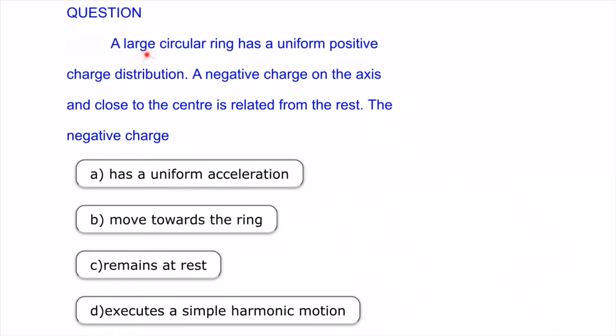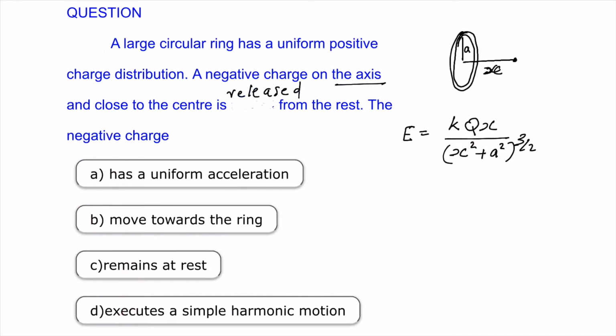A large circular ring has a uniform positive charge distribution. A negative charge on the axis, and close to the center, is released from rest. Released from the rest, the negative charge. And these are the options. The electric field at an axial point of a ring of radius A is given by this equation: E is equal to KQx by (x square plus a square) whole raised to 3 by 2.